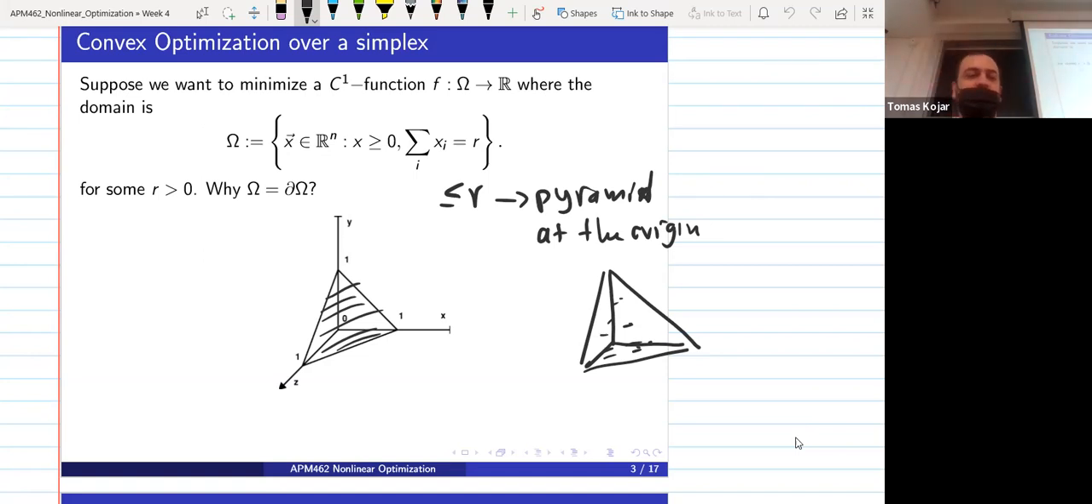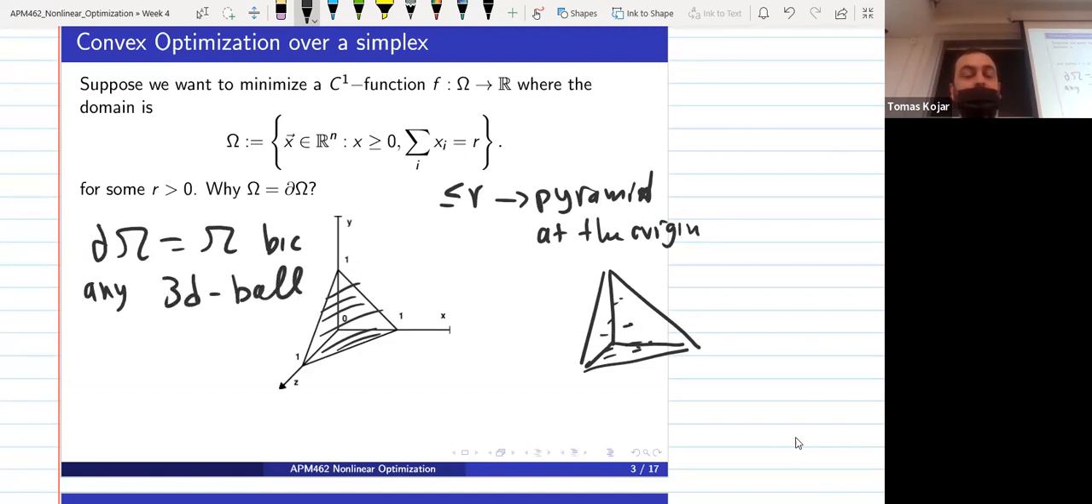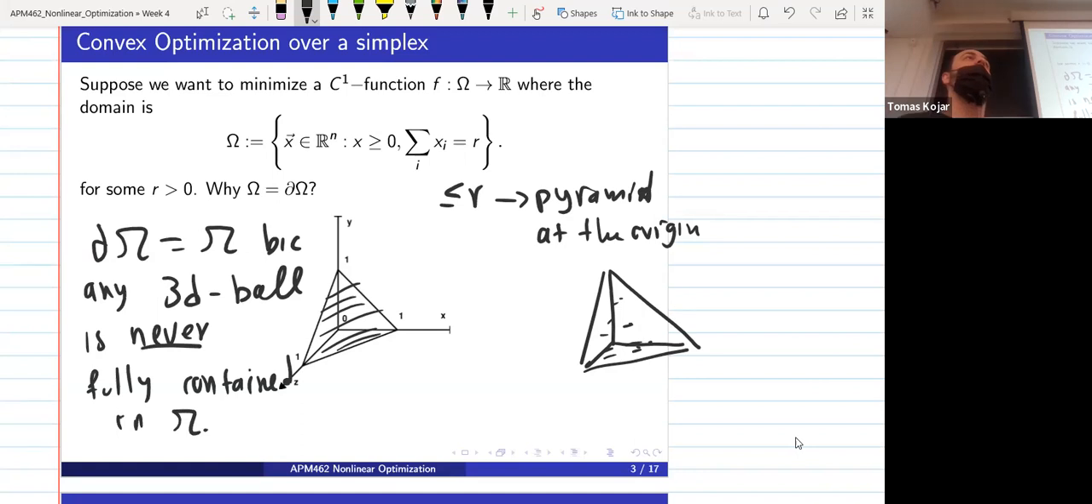Okay, so here's a proof in case someone asks you in a job interview. The boundary of omega is equal to omega, because any 3D ball is never fully contained in omega, because this is the 2D surface and a ball is 3D. You cannot live in the 2D plane. You're a 3D human. So that's basically the idea. Good. Questions?